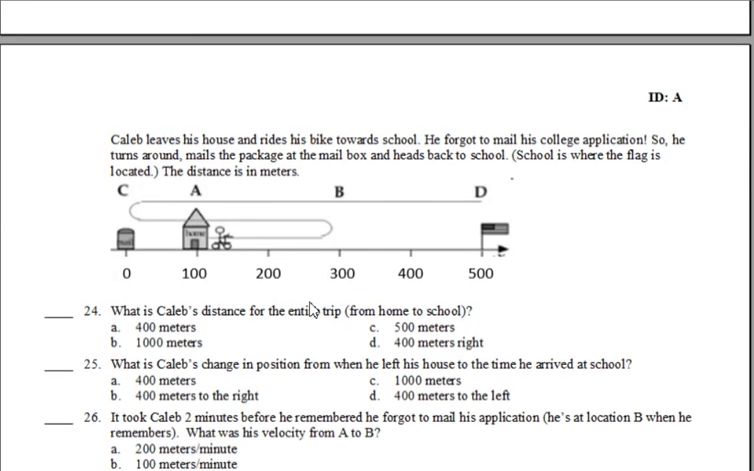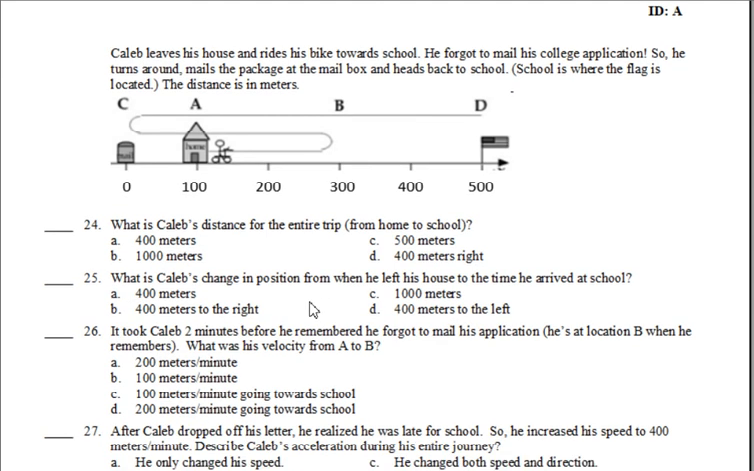Moving on to the next page. This picture is going to go with the next couple of questions. Caleb leaves his house and rides his bike towards school. He forgot to mail his college application. So he turns around, mails the package at the mailbox, and heads back to school. And school is where the flag is located at letter D. The distance seen is in meters.